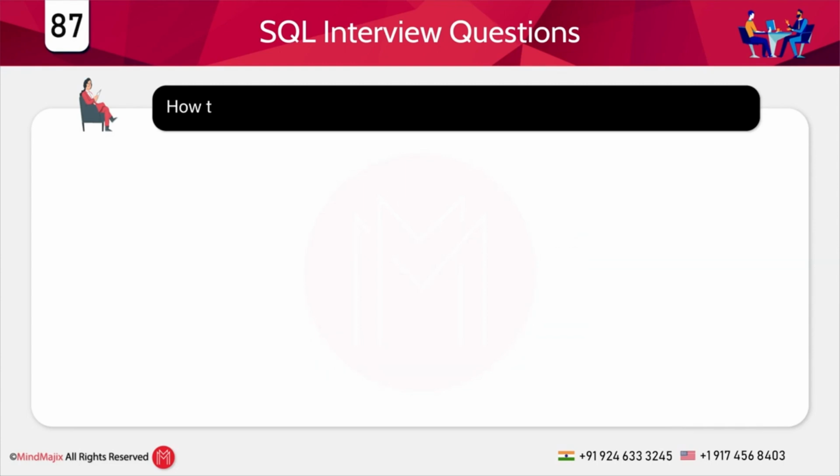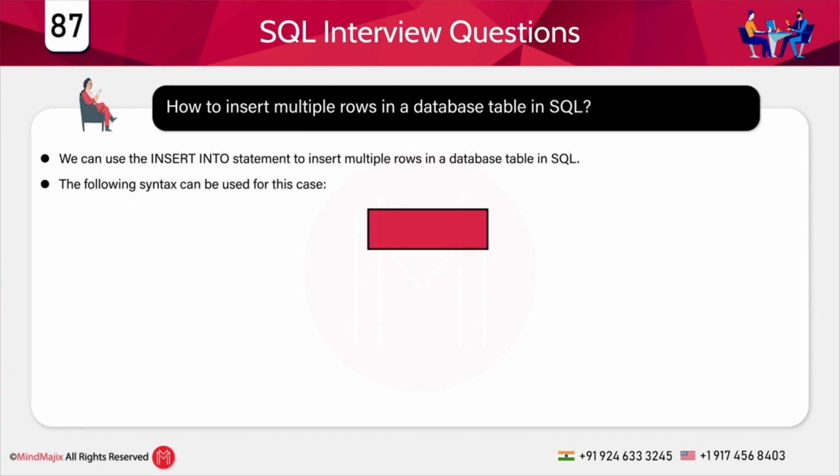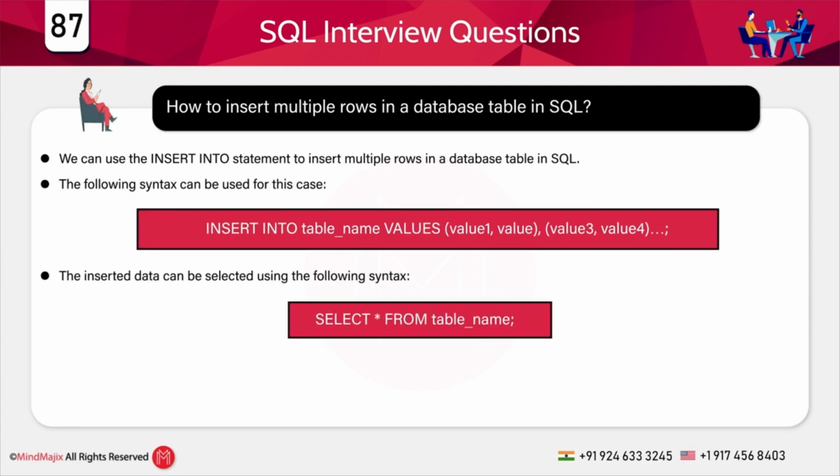The next question is how to insert multiple rows in a database table in SQL. We can use the insert into statement to insert multiple rows into a database table in SQL. If you talk about the syntax, it is insert into table name, then values, and the values that you want to insert: value 1, value 2, value 3, value 4, and so on. The inserted data can be selected using the following syntax. As you can see on the screen, this is the simple query: select star from table name.